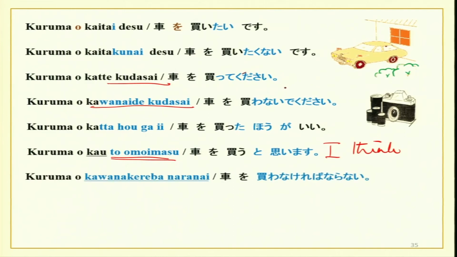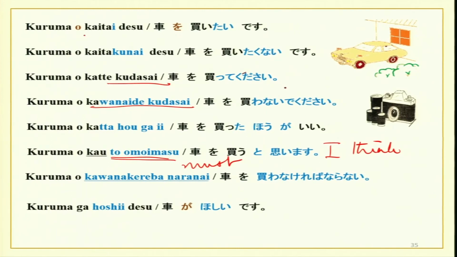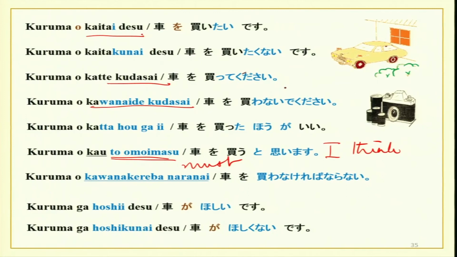Then kuruma o kawanakereba narimasen. So, maybe you are living in a city or somewhere where it is essential for you to buy a car. So, for commuting, kuruma o kawanakereba narimasen, I must buy a car. Then kuruma ga hoshii desu, I want a car. Kuruma o kaitai desu, I want to buy a car. Kuruma ga hoshiku nai desu, I do not want to buy a car. Then Tanaka-san wa kuruma o hoshigatte imasu. So, immediately it is third person. Somebody XYZ who wants a car.